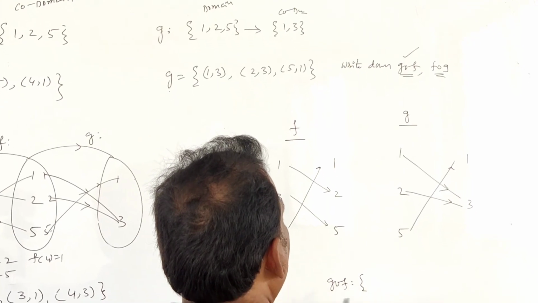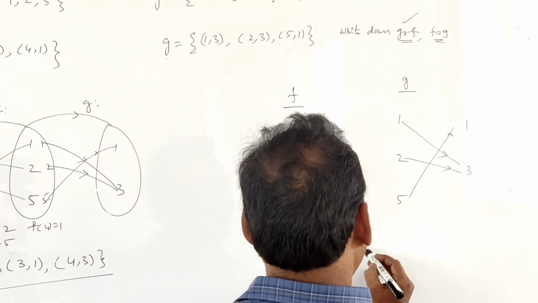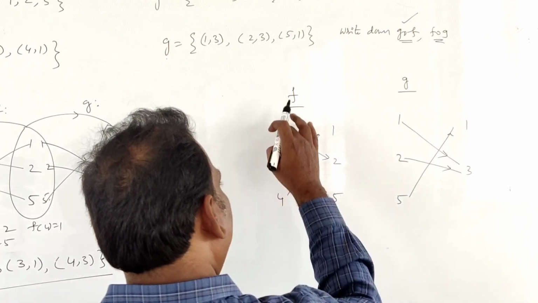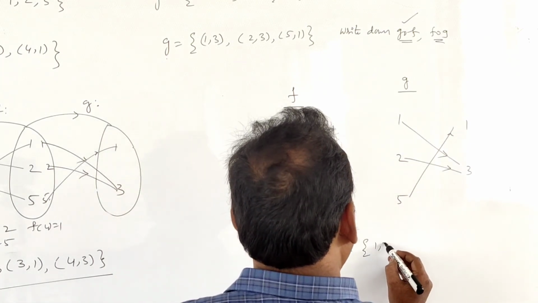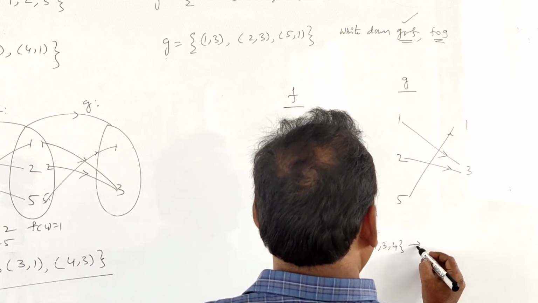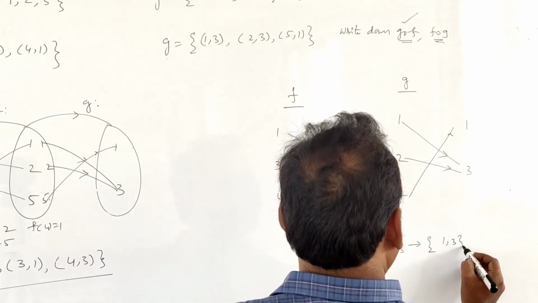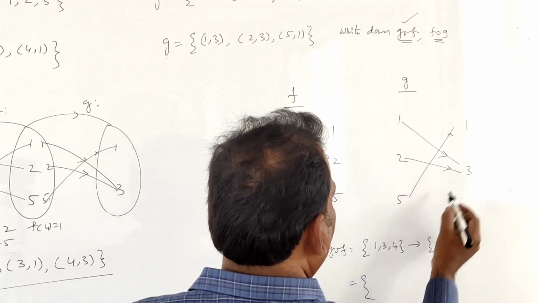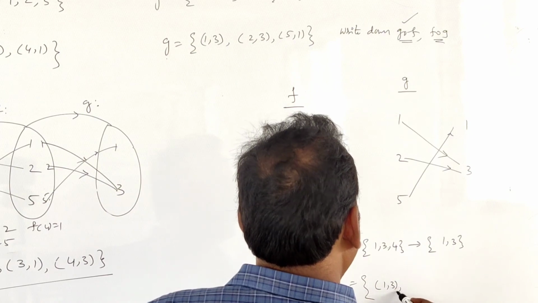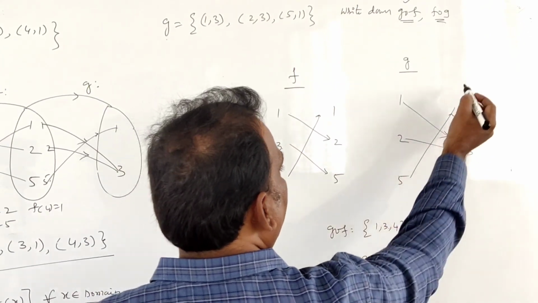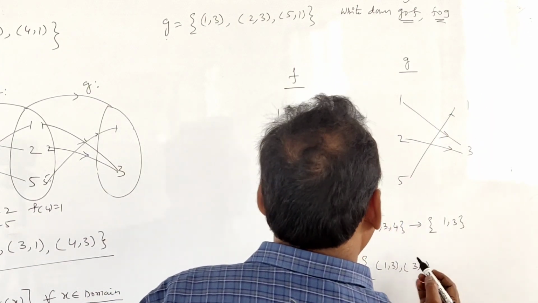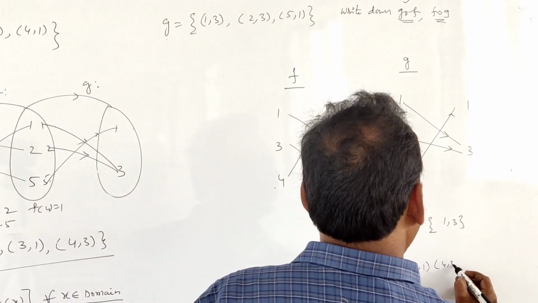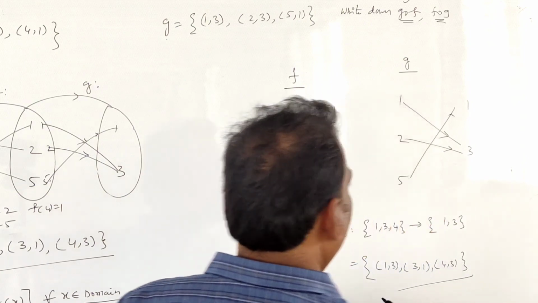It is from A to C. G circle F is a mapping from A to C. A to C means, what is in the A place? You are going to write 1, 3, 4. So we are going to write 1 with 2, 2 with 3, ordered pair (1, 3); 3 with 5, 5 with 1, (3, 1); next 4 with 1, 1 with 3, (4, 3) ordered pair. So like this also we can write.